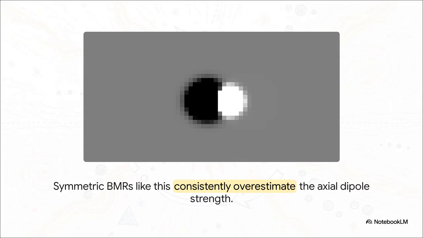This graph just lays it all out there. See the black line? That's the real observed data from the sun. Now look at all the colored lines. Those are the simulations that use the simplified symmetric BMRs. It's not even close. They all dramatically overshoot reality.